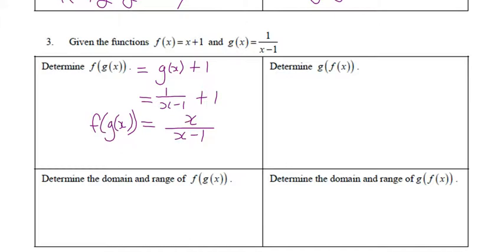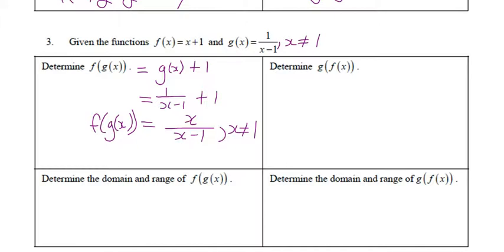Domain and range of g of f of x? And we should state what? x cannot equal 1. We should state up here. Okay, so we have to keep in mind that g of x is not defined if x is equal to 1, and that this expression here is also not defined if x is equal to 1.